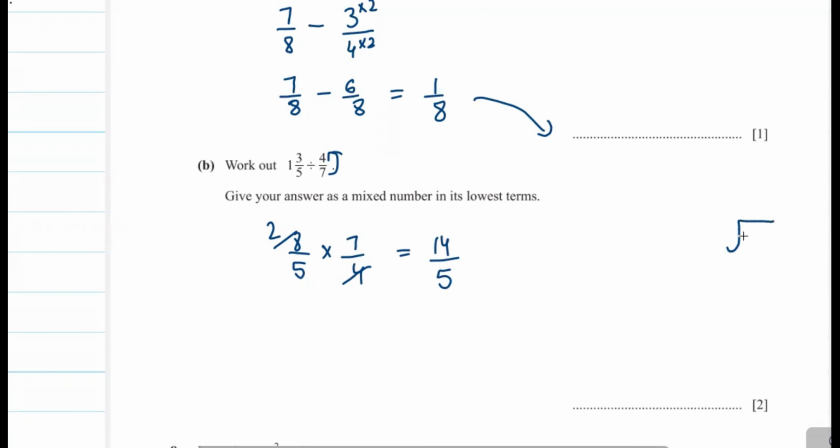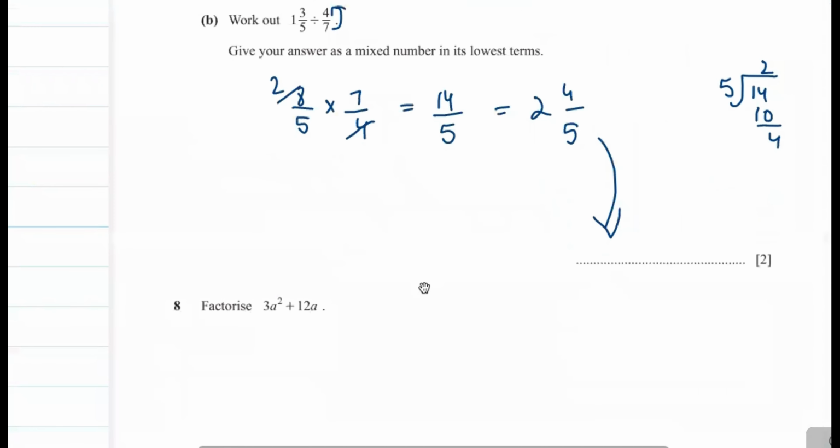Now you can write it as 14 over 5. 5 times 2 is 10, and 4. Now you can write it as 2 4 over 5, which is the answer. Now let's move to the next question.